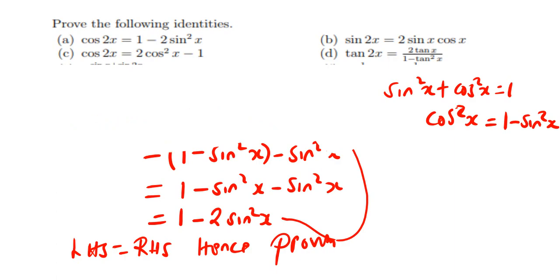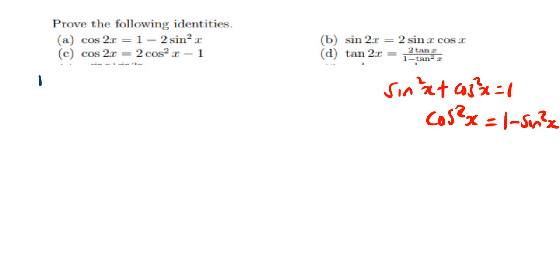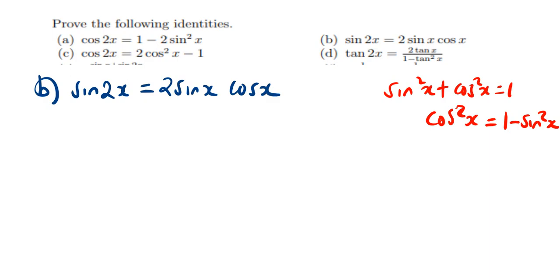So proving identities is very easy as long as you know what they're talking about. Okay, so B, we're solving sine 2x is equal to 2 sine x cos x. Actually, this one we said is a double angle identity for sine. That's how it is. Okay, but how do they want us to prove it?